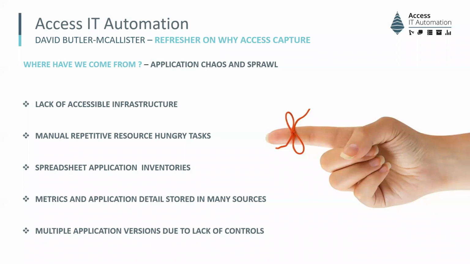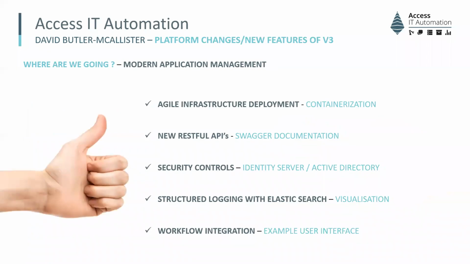Let's now look at version 3 and how we can help address where we have come from. So, where are we going? With Access Capture version 3, we wanted to ensure our framework was modern, robust, and provided us the ability to expand new feature development in an agile way. All of this while providing our customers options to lower their total cost of ownership, with the ability to use all of version 3's modules, or to pick and choose the modules they require.